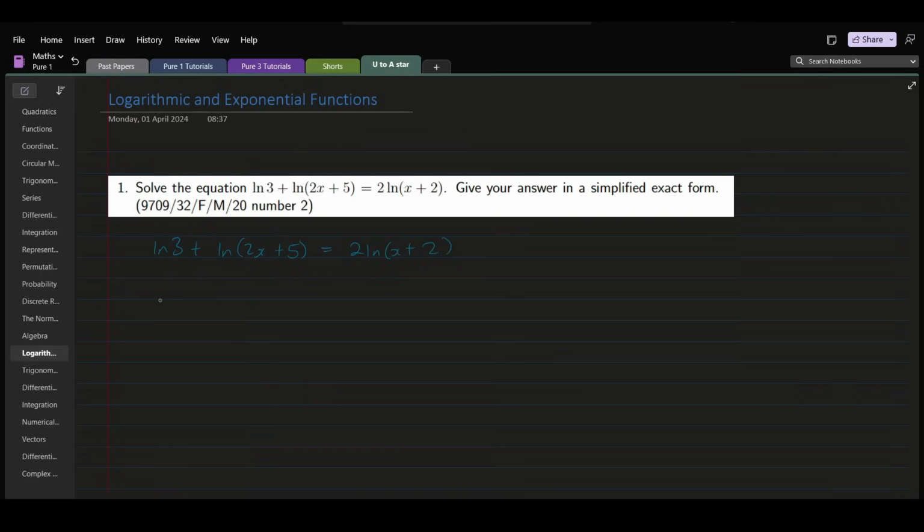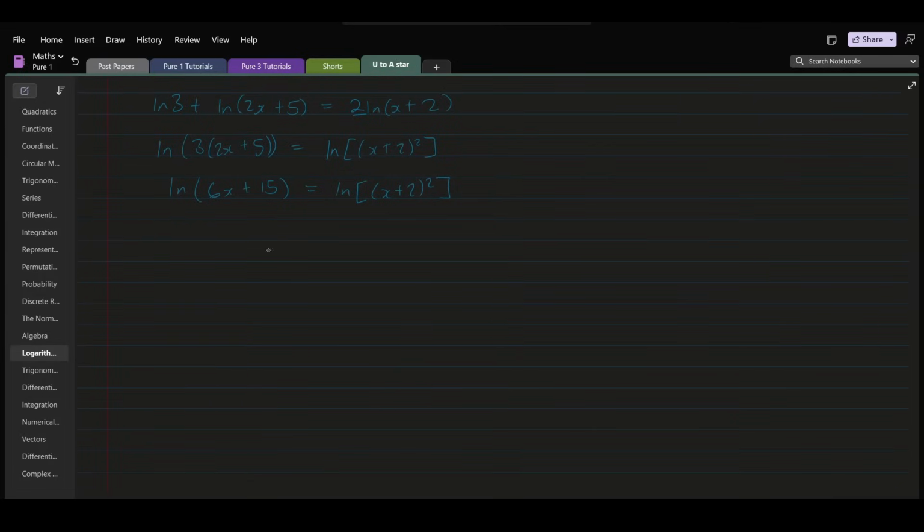Let's start by combining the logarithms on the left hand side using the laws of logarithms. So since they're adding, this becomes ln of 3 times (2x + 5), and this is equal to, and then let's bring this 2 up using laws of logarithms again. So that's ln, this will be (x + 2) squared. Let's simplify. We have ln, that's 3 times 2x, so that's 6x + 15, and this is equal to ln (x + 2) squared.